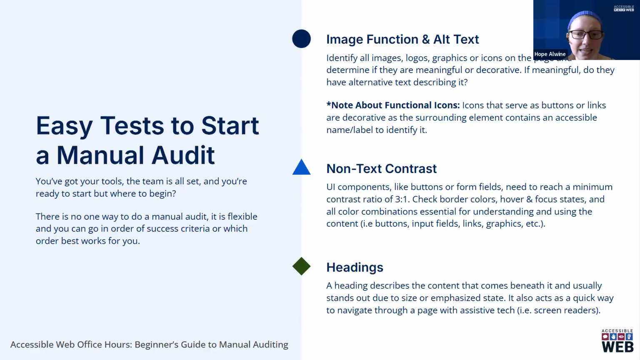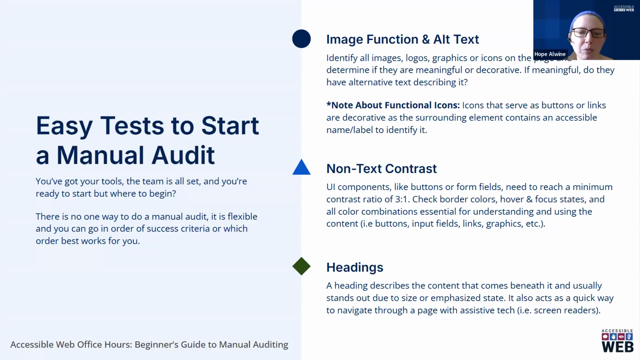All right, the last easy test I'm covering is headings. So a heading describes the content that comes beneath it and usually stands out due to its size or emphasized or bolded state. Look at your page and identify things that look like headings, and then using the Chrome extension tool under the headings test section, see if they are properly coded as headings. If you see text that looks like a heading, but it's not coded as a heading, you can flag that within the missing headings test.